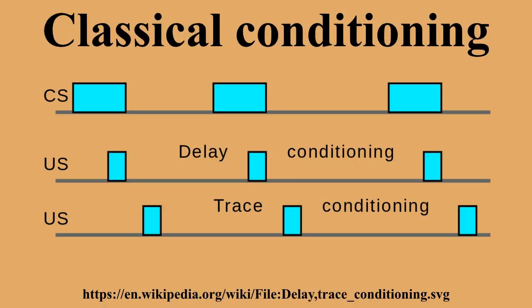Zero contingency procedure. In this procedure, the CS is paired with the US, but the US also occurs at other times. If this occurs, the US is likely to happen in the absence of the CS. In other words, the CS does not predict the US. In this case, conditioning fails and the CS does not come to elicit a CR. This finding, that prediction rather than CS-US pairing is the key to conditioning, greatly influenced subsequent conditioning research and theory.